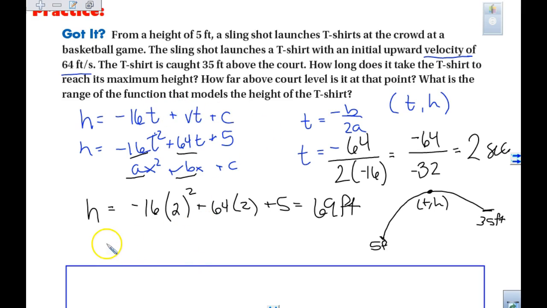The range is not talking about our time. Time goes from 0 up to this time, and we're not looking at that. We are trying to look at our height. So for the range of our height, the lowest is 5 and the highest is 69. They caught it at 35.